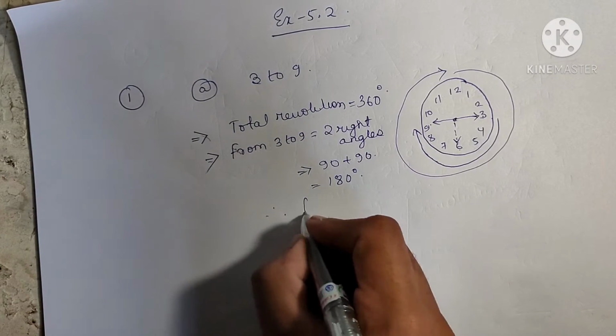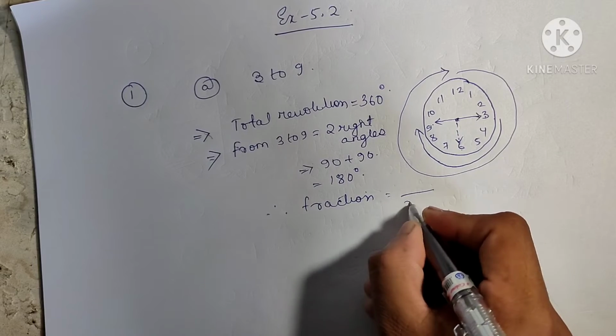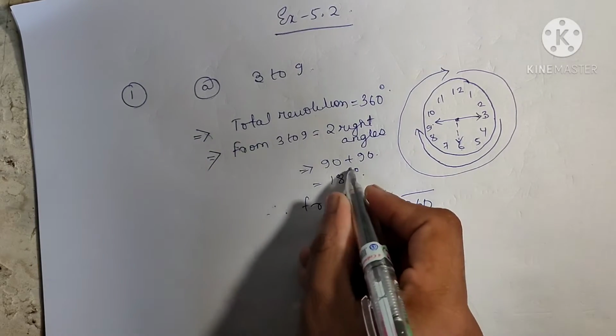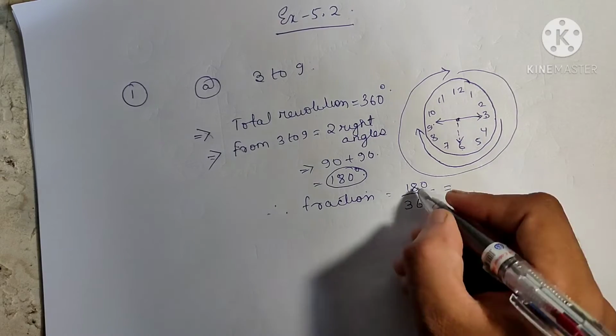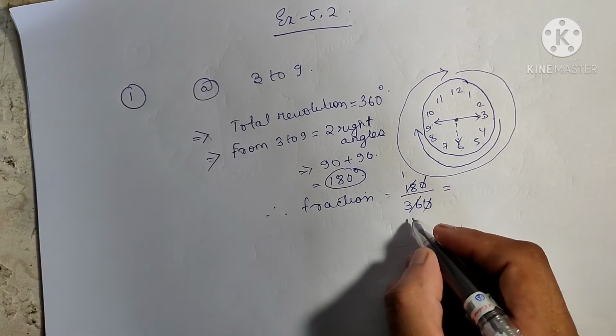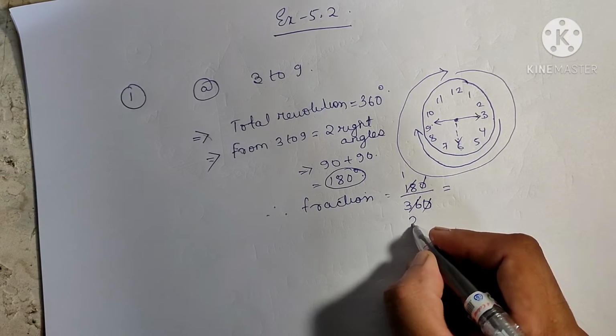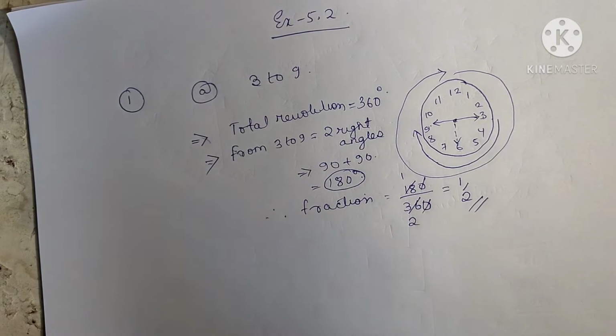Therefore, how can we find the fraction? Total is always 360 degrees, and from 3 to 9 we are getting 180 degrees. Now cancel it. The 0 0 will be cancelled. 18 1s are 18, and then 18 2s are 36. So our answer is 1 by 2. Okay, our fraction is 1 by 2.